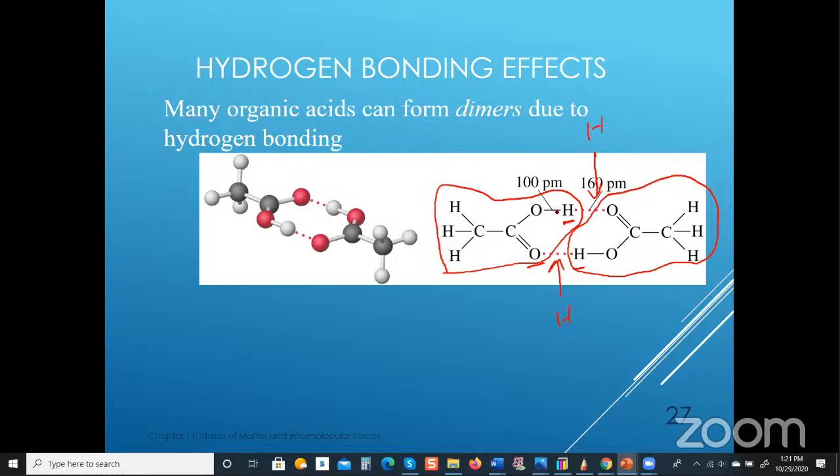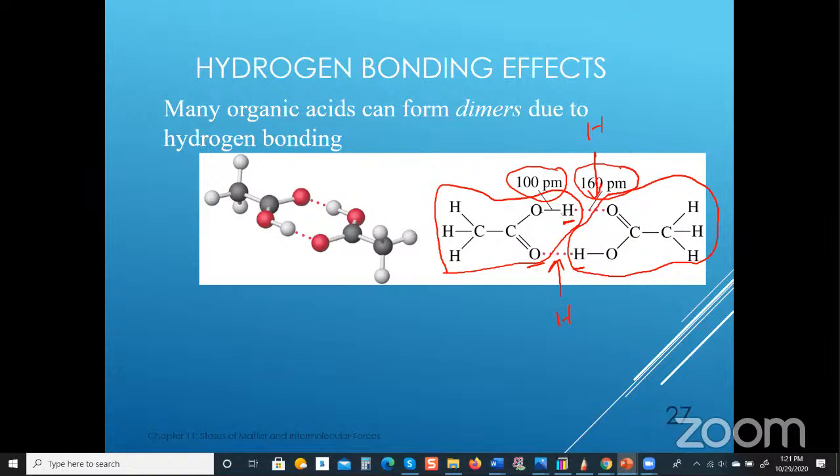Some data is given here about the bond lengths, just to give you an idea of how strong the hydrogen bonding is. The covalent bond between oxygen and hydrogen here is 100 picometers, while the hydrogen bond length here is 160 picometers, all right? So basically, hydrogen bonding is a relatively strong intermolecular force.